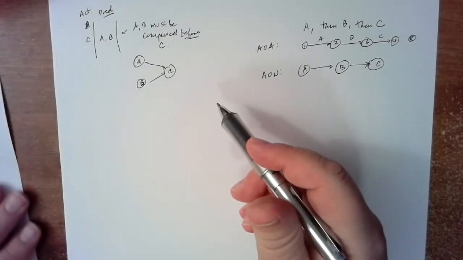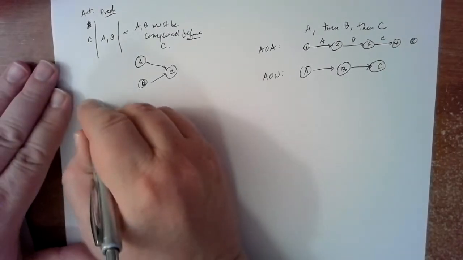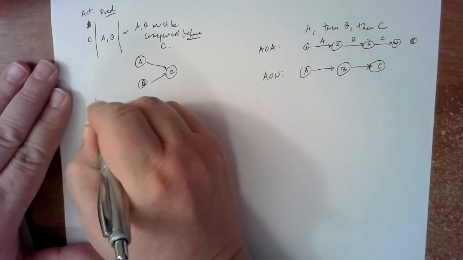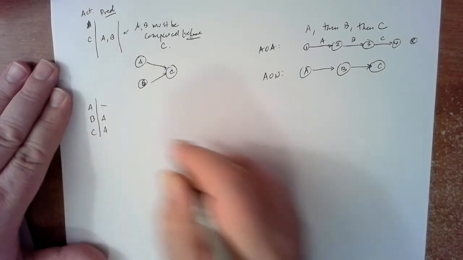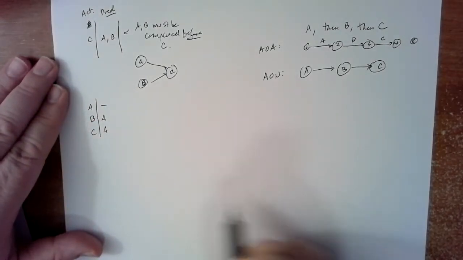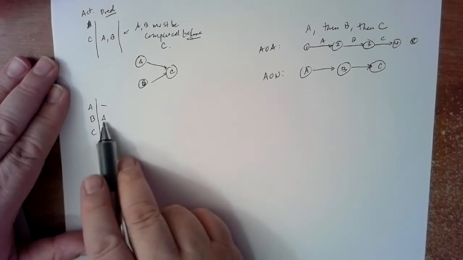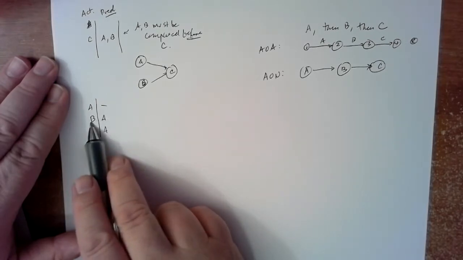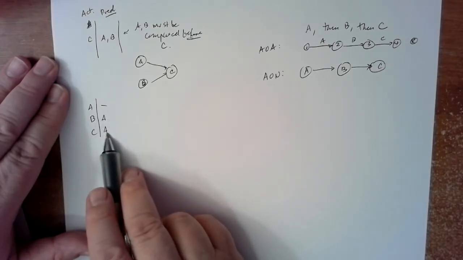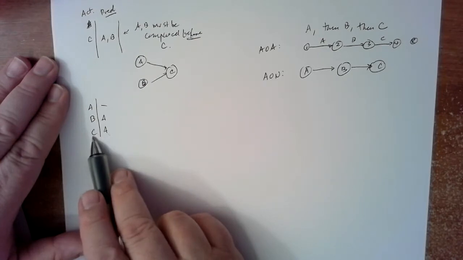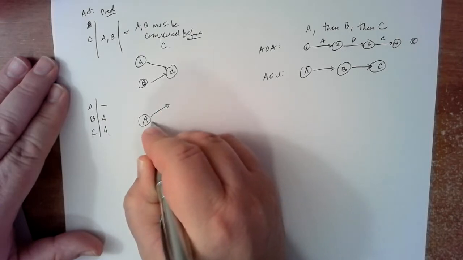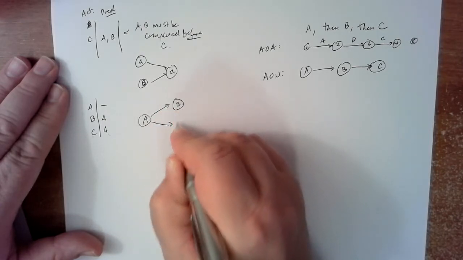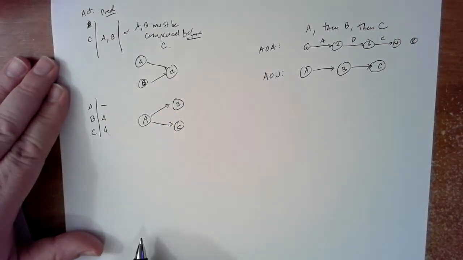Good. Similarly, what would this look like if you had an A with nothing, then a B with A, and a C with A? In this case, we're saying that activity A must be complete before B, and activity A must be complete before C. So it's kind of the reverse of that. Activity A has to come first, then you can do B, then you can do C.